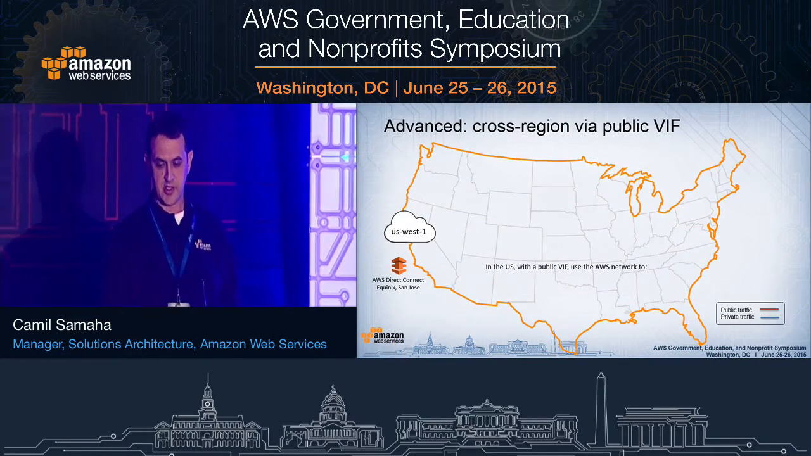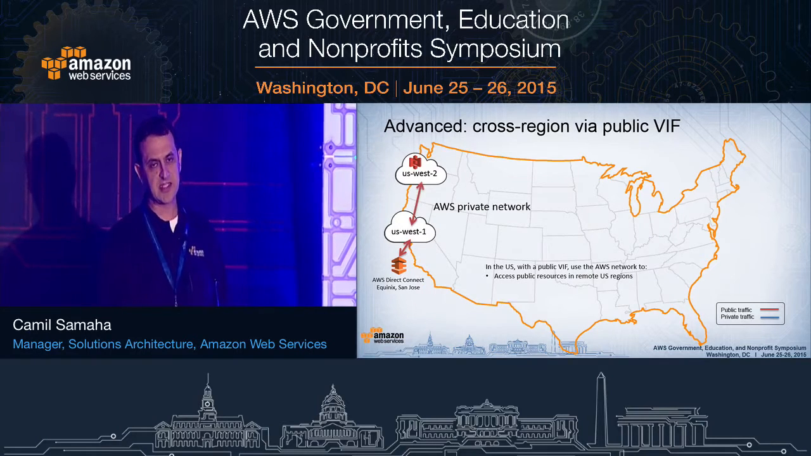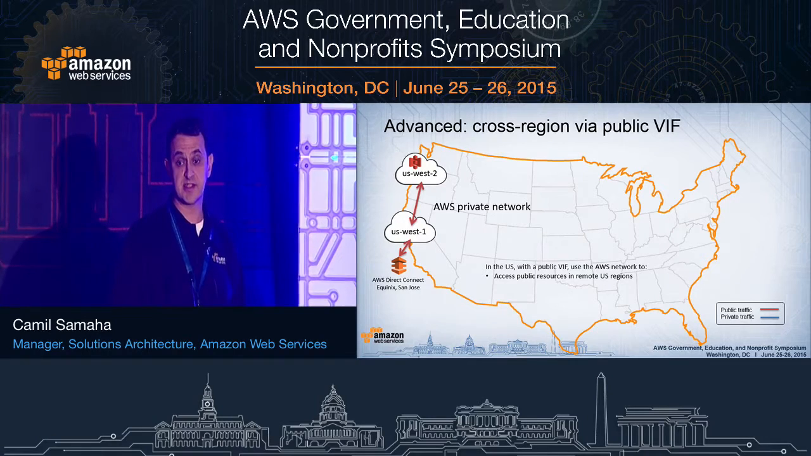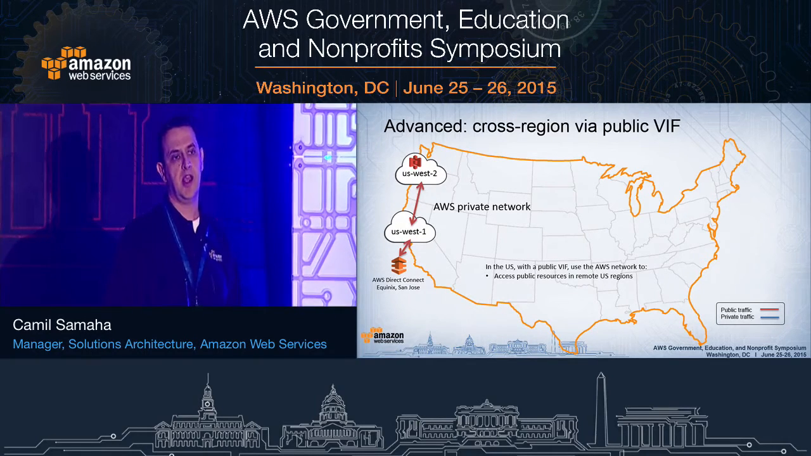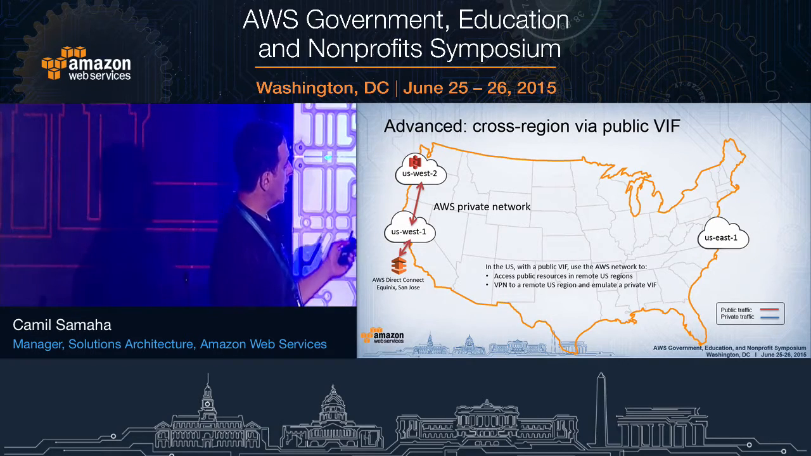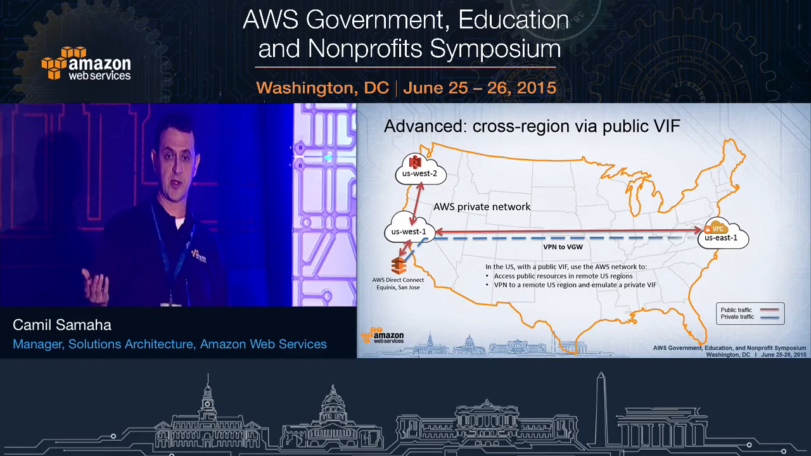Okay, now let's make a distinction for the Direct Connect services available in the US regions. If you set up a public virtual interface, all the routes from all the US regions are advertised to you.